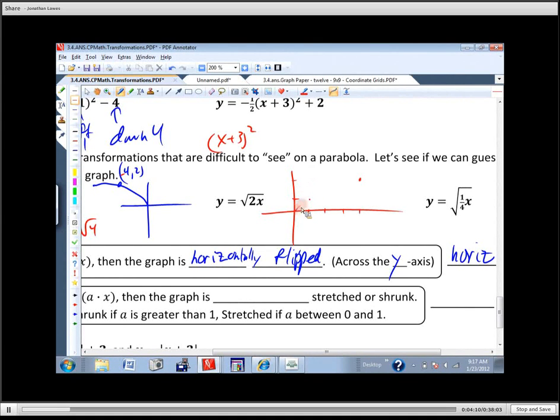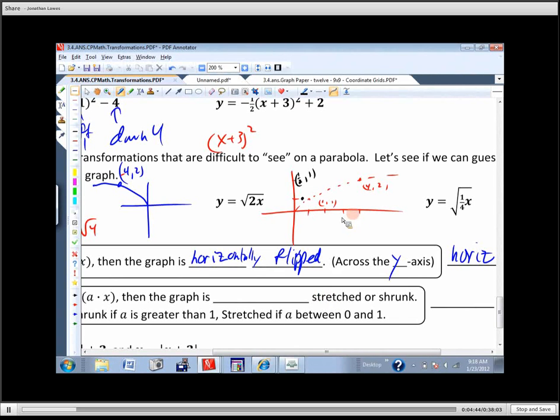So this is the parent graph. This is 4, 2. And that point there is 1, 1. And then, of course, 0, 0. But if I'm going to graph this, here's what happens. I take the x coordinates and I shrink those by a factor of 2, or in other words, I divide them by 2. So I normally go over 1 and up 1. I'm going to go over half as far. So that's going to put me right here, at 1/2, 1.